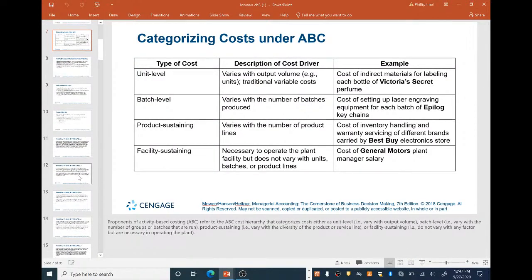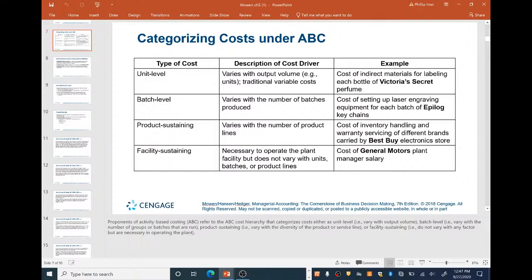This slide shows a little bit about categorizing costs under ABC, which is activity-based costing. Anytime we see ABC moving forward, that's activity-based costing. On the left side of this chart, we have the type of cost. In the middle, we have the description of the cost driver. And at the end, we have the example.